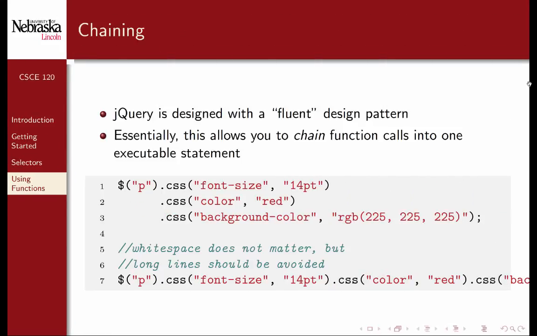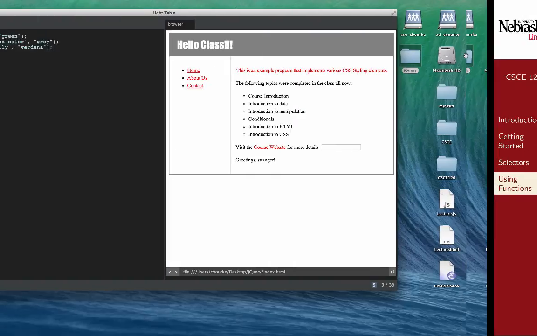jQuery is also designed with a fluent design pattern. Essentially, this allows you to chain function calls into one executable statement. For example, we can change 3 different style rules with one selector as follows. Note here that the semicolon is not included on the first 2 lines. Instead, we just continue with function call, function call, function call. This has the added benefit that the selector only has to traverse the document object model once to apply 3 different color rules. Let's take a look at an example.